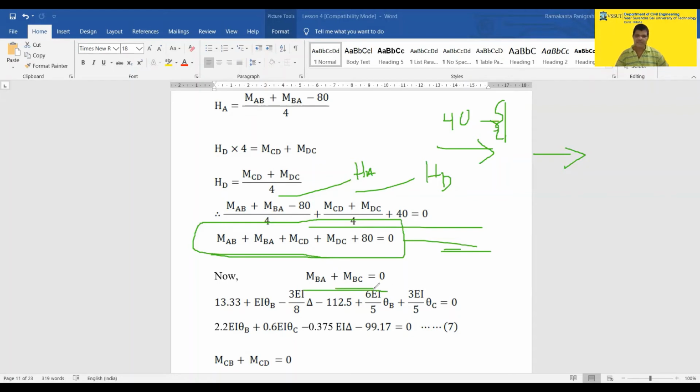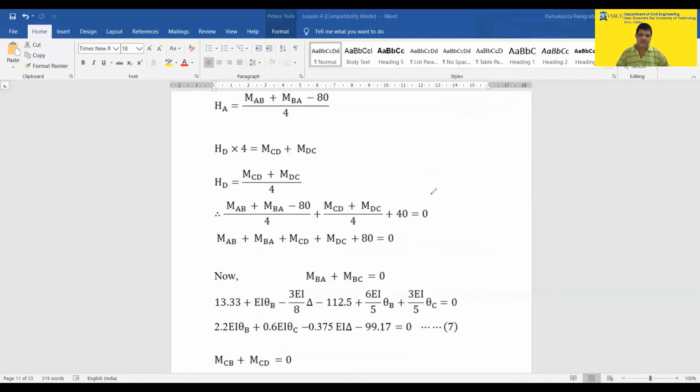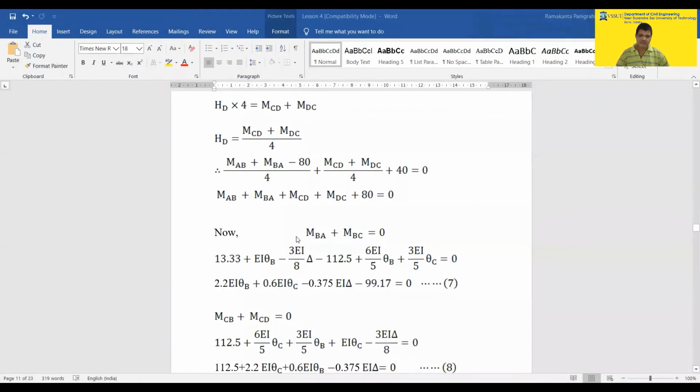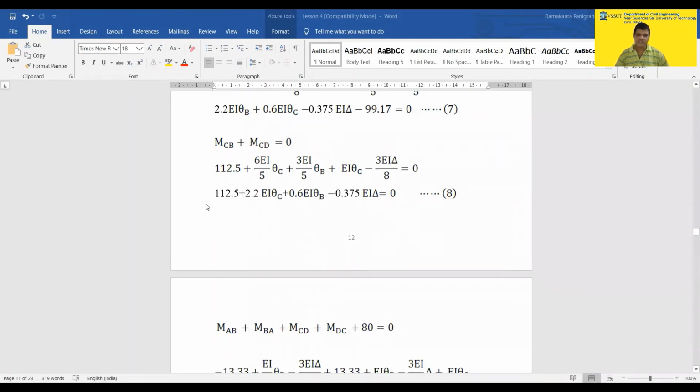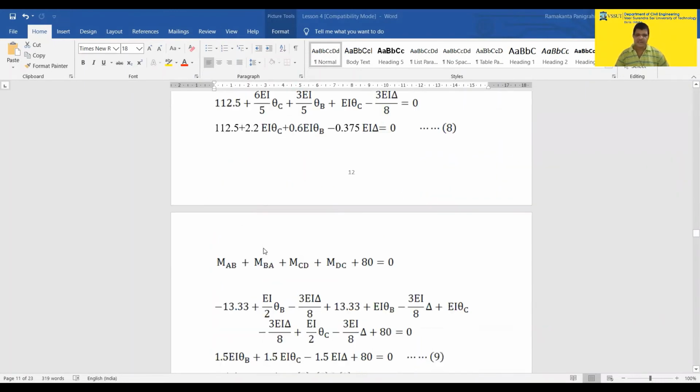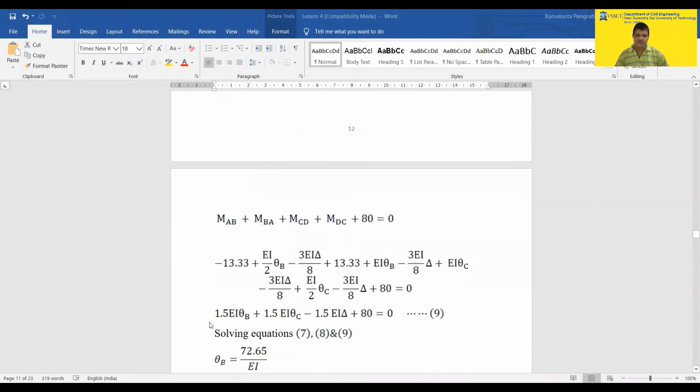Now put the conditions here. MBA plus MBC is equal to 0. Now putting this value, we find this equation number 7. Similarly, if you put the second equation, MCB plus MCD are joint, so this comes out to equation number 8. And you put MBA plus MCD, and the equation will come out.